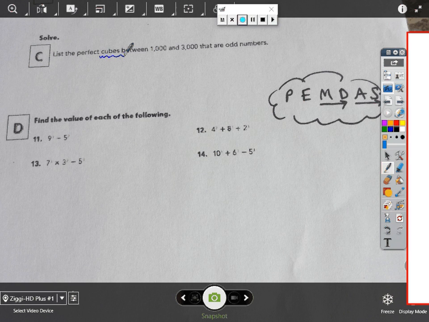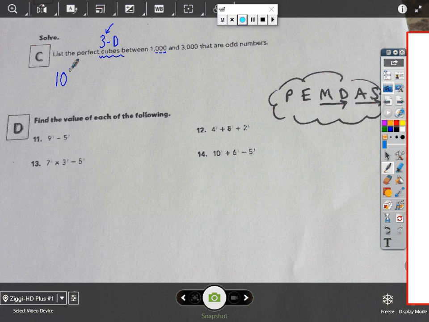Cubes. We're talking 3D, my friends, which means I'm looking for a number that's going to be used 3 times. It's also going to be my exponent, right? I also noticed that the first number they give me, this 1,000, has 3 zeros. Hint, hint, wink, wink. Can you think of a number times itself that will end in 3 zeros? Well, I hope it's looking kind of familiar to you.